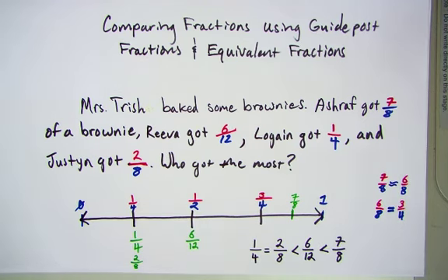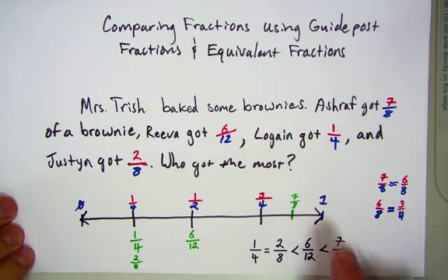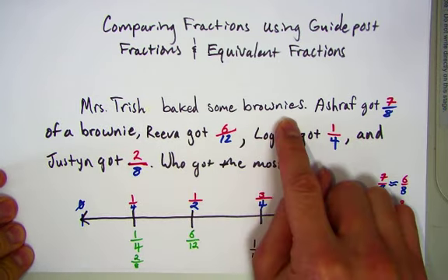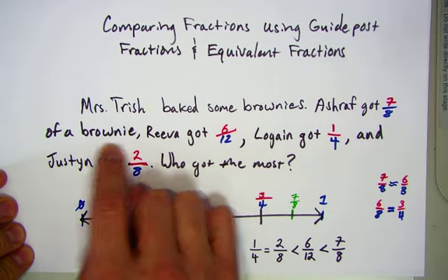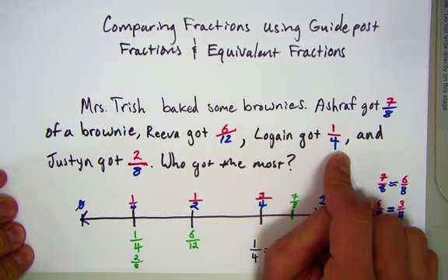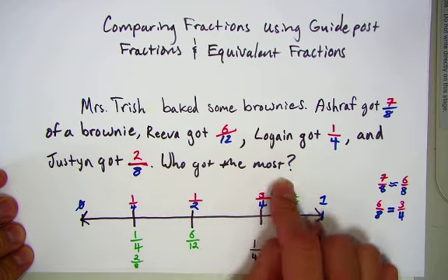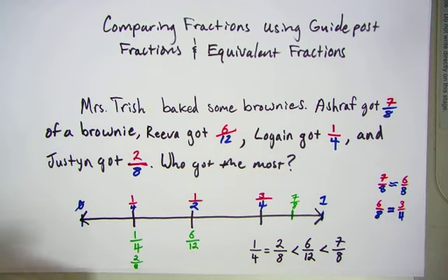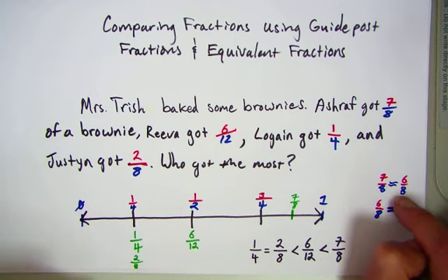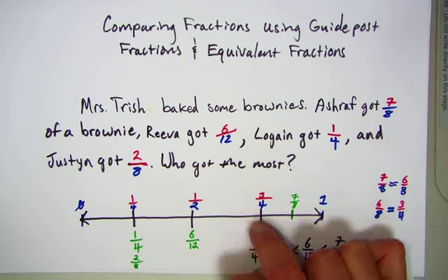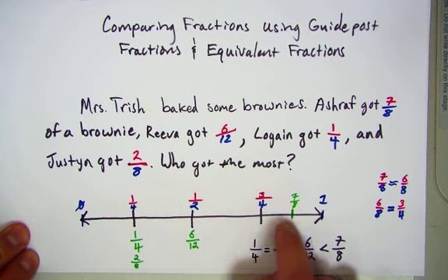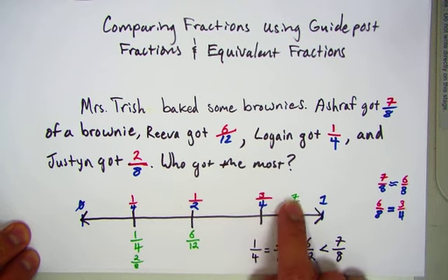So let's go ahead and review. If you understand, you can stop the video and go on to the practice. But let's review what we went through. Miss Trish baked some brownies. Ashraf got 7/8 of a brownie. Riva got 6/12. Lojane got 1/4, and Justin got 2/8. Who got the most? First I took 7/8 and I thought, you know what? I know 6/8. 6/8 is the same as 3/4. Guidepost fraction. I know now that 7/8 is bigger than 3/4. So 7/8 should be right here.